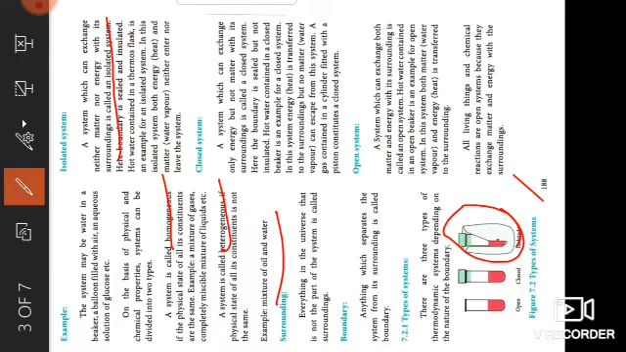So next one is what is meant by closed system. A system which can exchange only energy but not matter with the surroundings is called a closed system. Closed system, suppose we are taking a normal steel container with hot water in it, placed in a particular place. What will happen after some time when we remove that container?